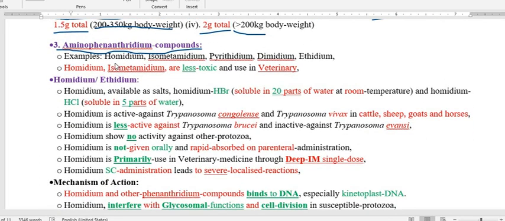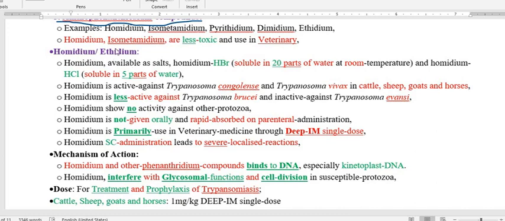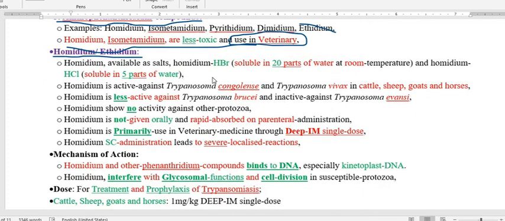Now we go through the next anti-trypanosomal group, the aminophenanthridinium compounds. The examples we already discussed are homidium, isometamidium, pyrithidium and dimidium. Homidium and isometamidium are less toxic, and therefore we use them more for veterinary purposes. So now we go through homidium. Homidium is also known as ethidium.